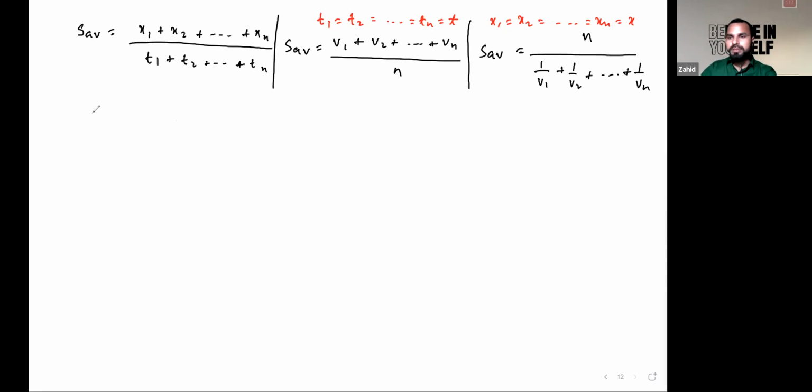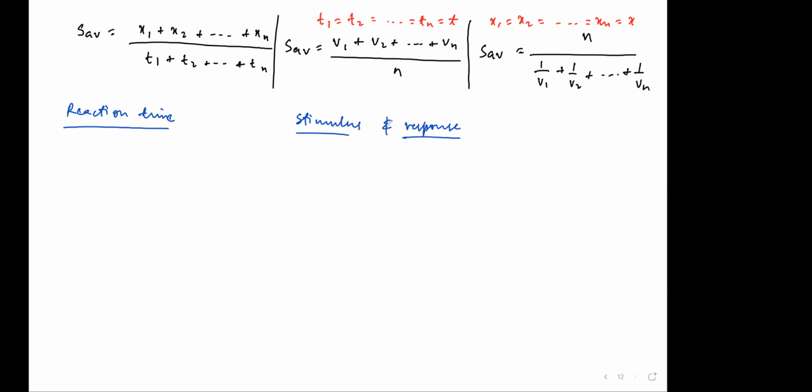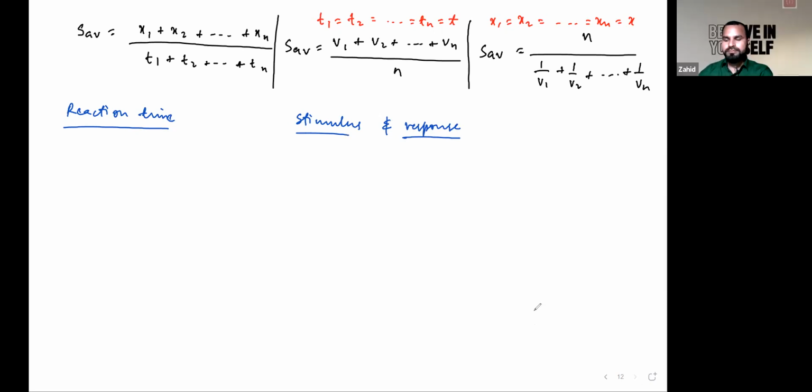Okay. I'm defining one more term related to equation of motion. What do you mean by reaction time? I think you all have learned this: stimulus and response. Reha, do you have any idea about these two different words? What do you mean by stimulus and response? Nida? Yes, Mohammad Umar, I'm asking, do you have any idea about these two different words?